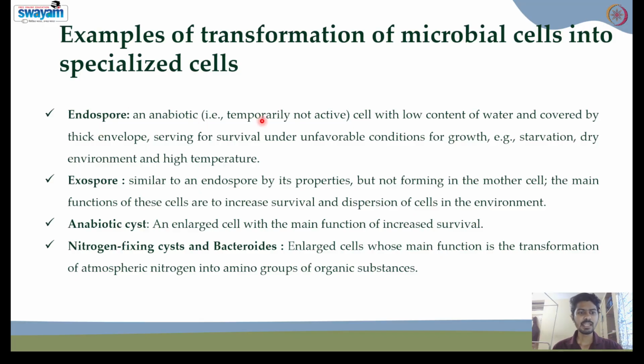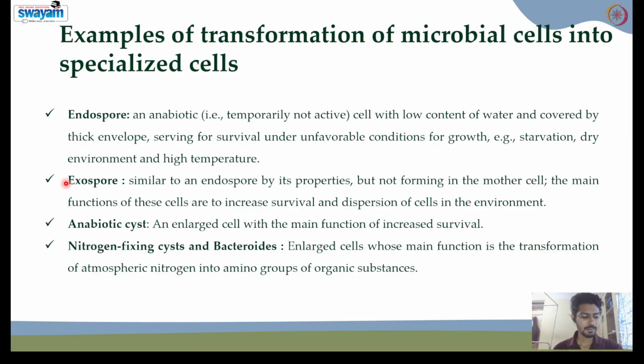So here we will see an anabiotic cell, which is temporarily not active. So it is not permanently dormant. It is a temporarily inactive cell with a lower content of water, and it is covered by a thick envelope. Why is it covered with a thick envelope? In order to survive adverse conditions like starvation, a dry environment, or high temperature. So this helps them survive under harsh conditions. This is like nature's survival capsule that they form during adverse conditions.